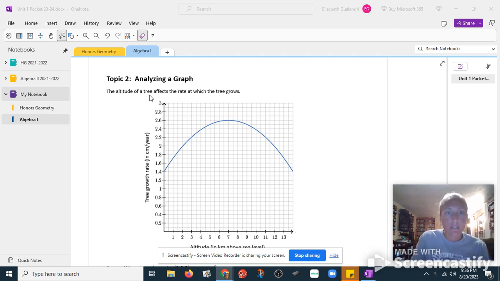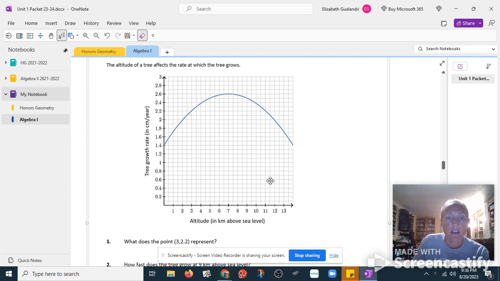So the altitude of a tree affects the rate at which the tree grows. What you are seeing here is a graph that represents just that. We took data on the altitude of a tree in kilometers above sea level. So how far up is it? Is it in Denver? Is it in Illinois? That is going to make a difference. And then the tree growth rate in centimeters per year. And it came out to look like this with some representation. So we're going to answer some questions based on that.